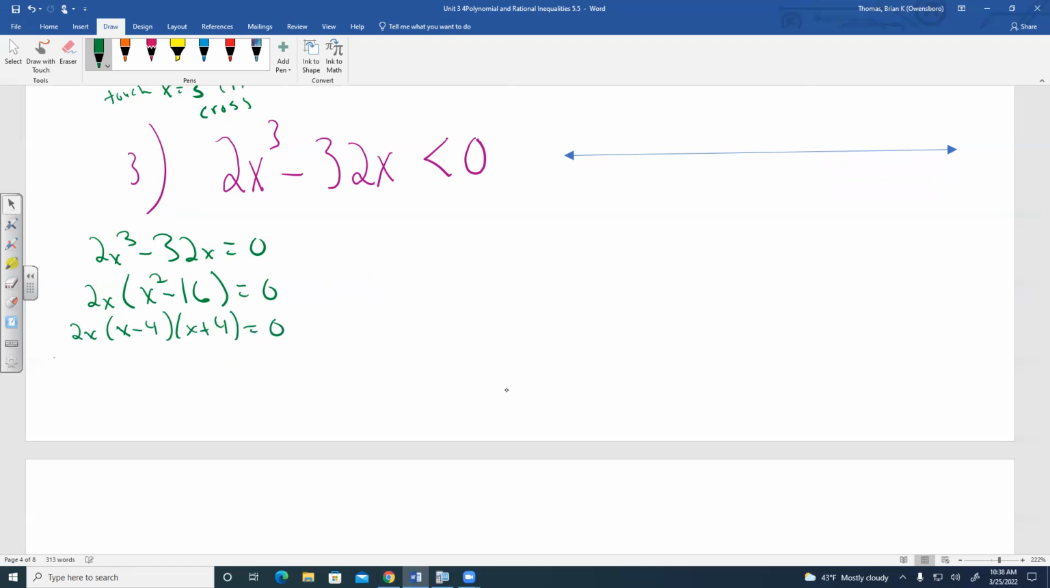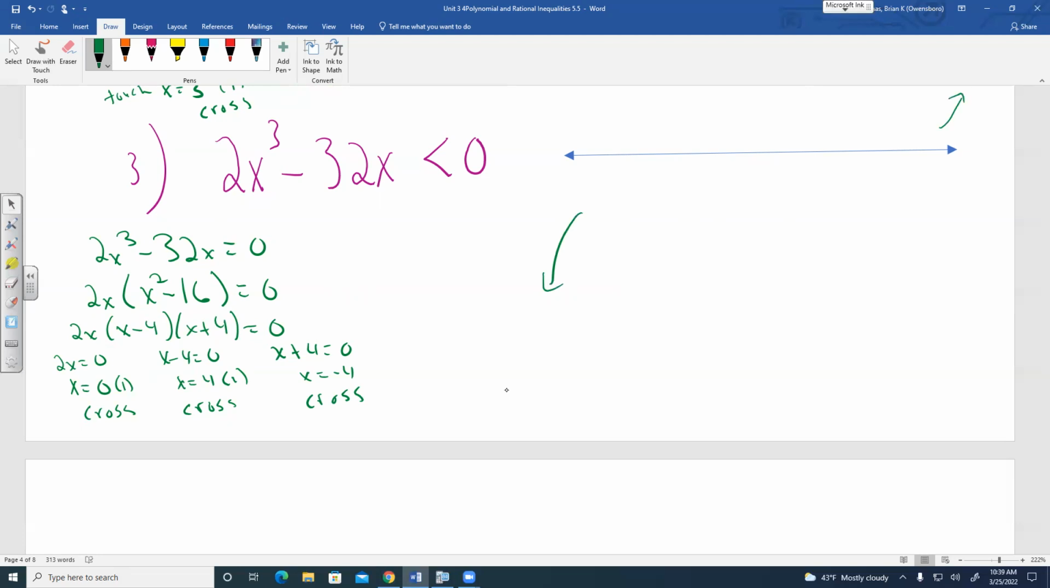So we set each factor equal to 0. So we have 2x equal to 0, so x would equal 0. That zero has a multiplicity of 1, so that's going to cross. X minus 4 is equal to 0, so x equals 4. That zero again has a multiplicity of 1, so that's going to cross. X plus 4 is equal to 0, so x equals negative 4. And since that has a multiplicity of 1, that's also going to be a cross. Notice how, again, this is an x to the third, and also how the coefficient out front is positive. So the behavior should be down and up.